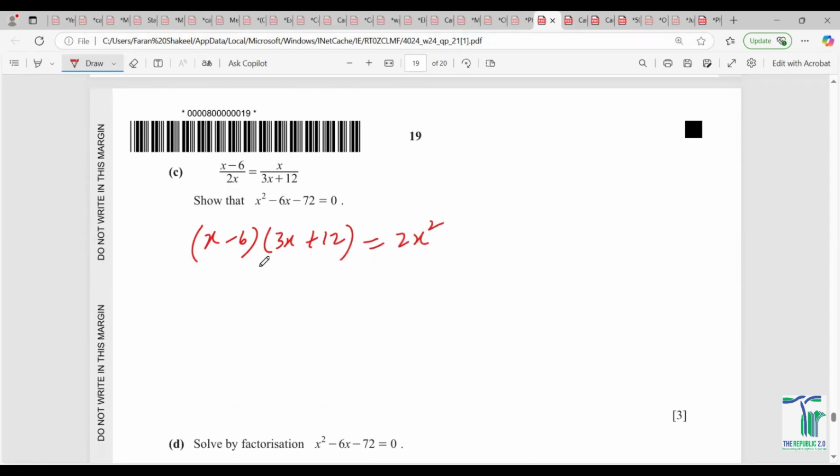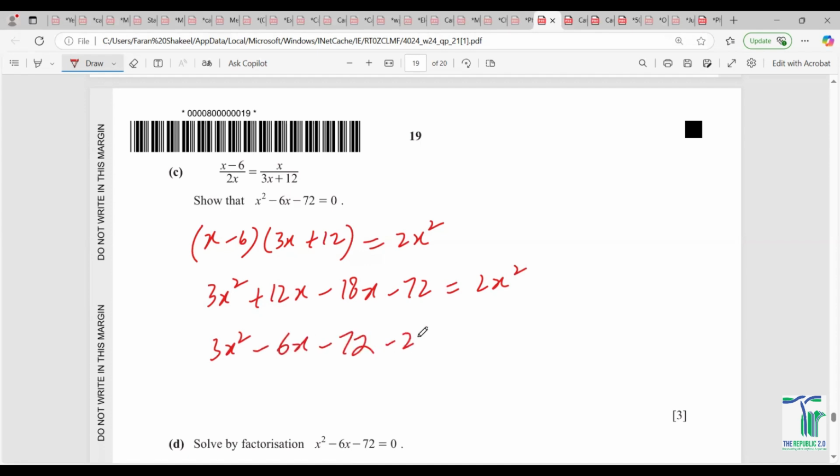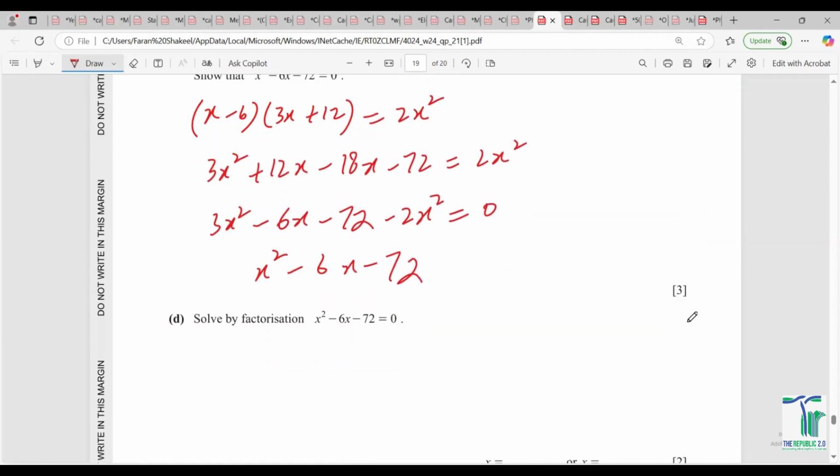After that, I would be having 3x squared plus 12x minus 18x minus 72 equals 2x squared. Now bring that 2x squared over here. So 3x squared minus 6x minus 72 minus 2x squared equals 0. So we would be having 3x squared minus 2x squared, which is x squared, minus 6x minus 72. And that was the equation we've been looking for, right?